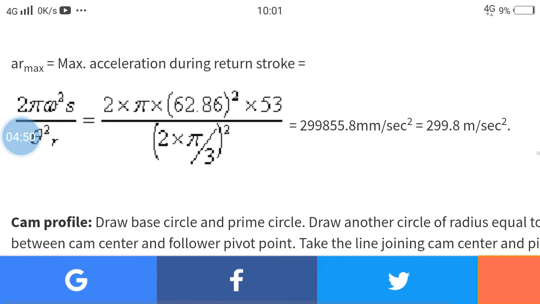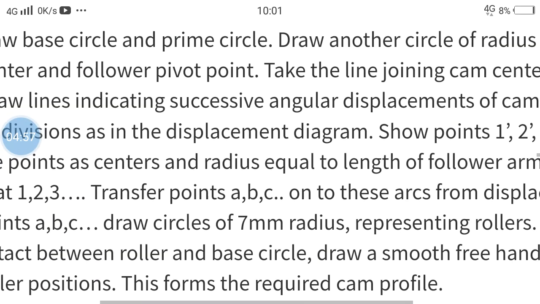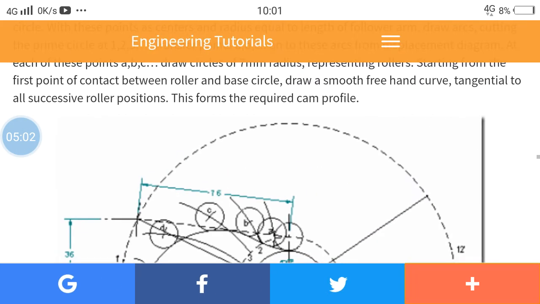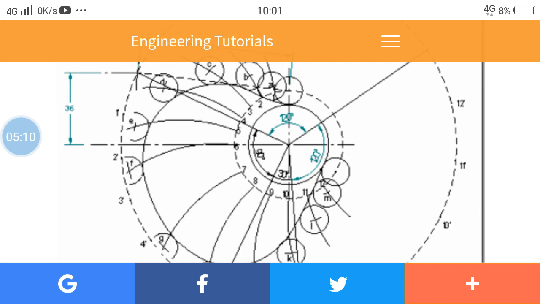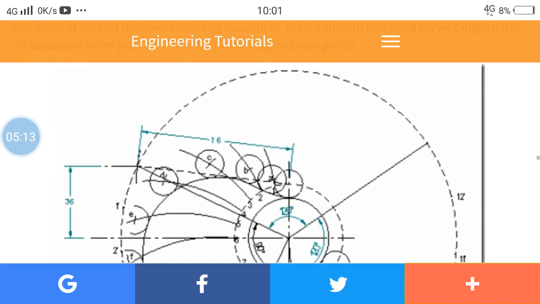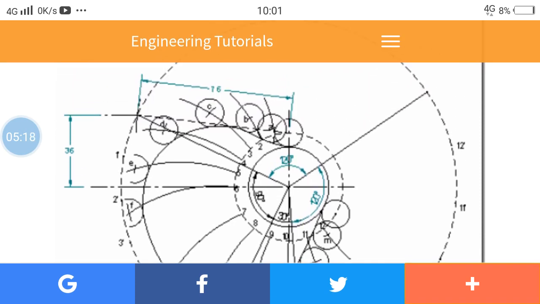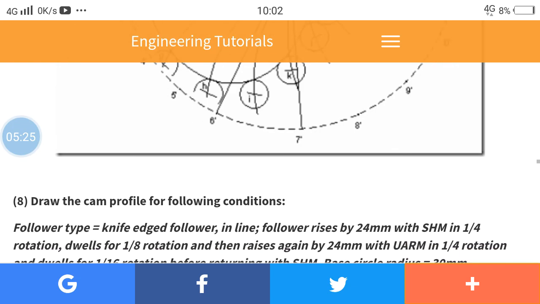Next is the cam profile. Just go through this, how to draw the cam profile, which I have already shared. Go through this and the profile you will get like this only. The profile will come inside the inscribed circle. The outer body is the follower movement. Here the follower has the maximum distance and the cam will move inside the circle. That is the main difference in this.